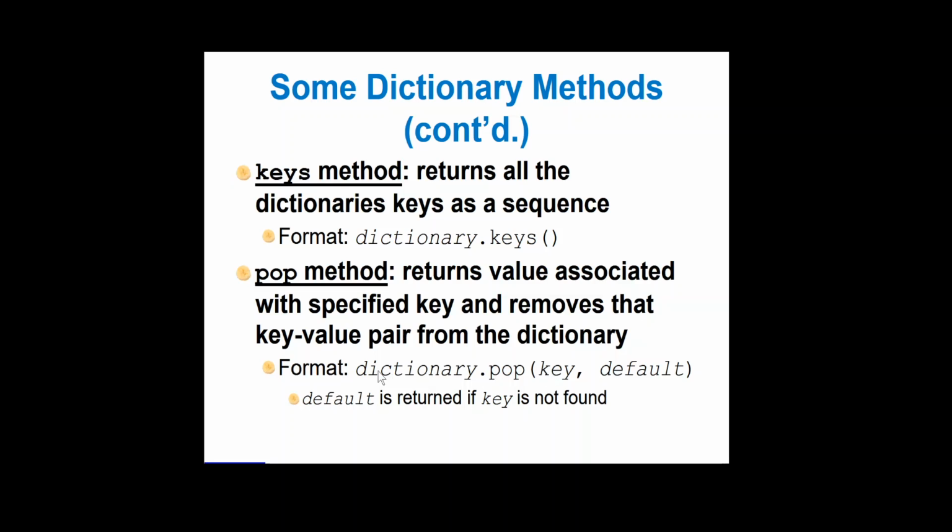So dictionary name.pop, we provide the key and the default message in case the key is not available. What happens is we return the value mapped to this key if the key is available, and then the whole element, the key value pair, will be removed from the dictionary, and you will get the value attached to this key returned to you.